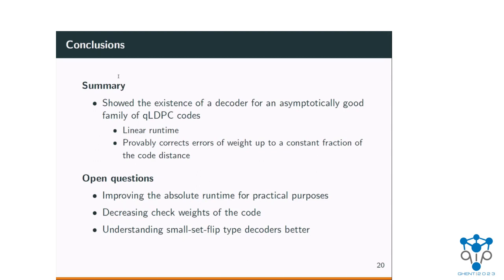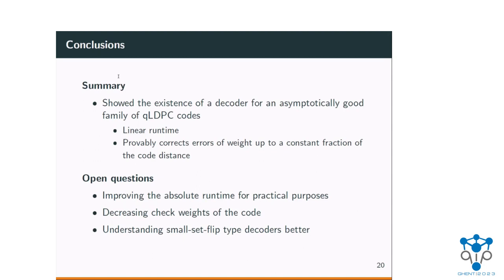The first one is how to decrease the absolute runtime of the algorithm. Even though it's a linear time algorithm, there are some very bad constants in front, for example, from having to enumerate through all possible code words in some local region. If there was a better way to do that, then we could decrease the absolute runtime of the algorithm.